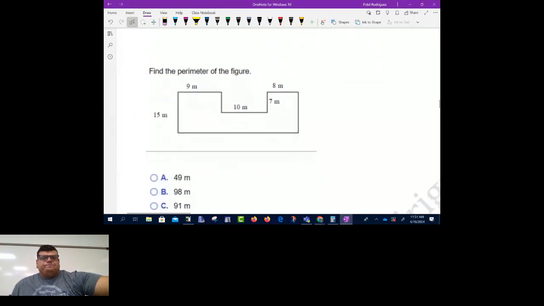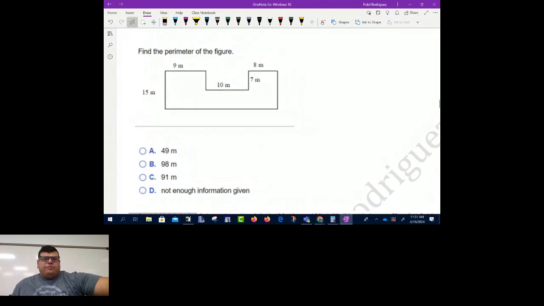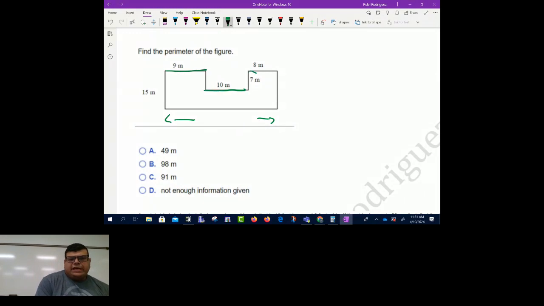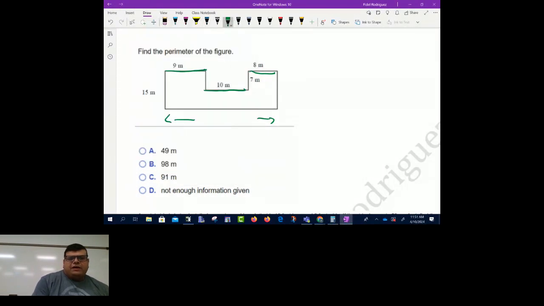Let's do one more like this, and then we'll try something a little bit different. Find the perimeter of the figure. Again, we're missing some pieces here. We obviously want to know what this bottom piece is going to be. That has to be 9 and 10 and 8. So 9 plus 10 plus 8, that's 27. So this piece here has to be 27, right?